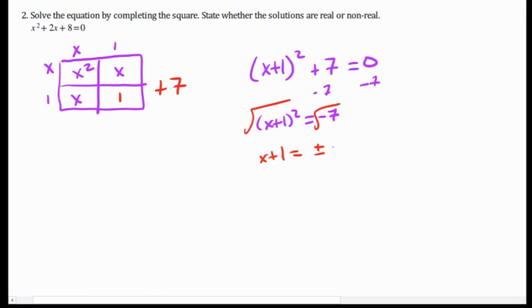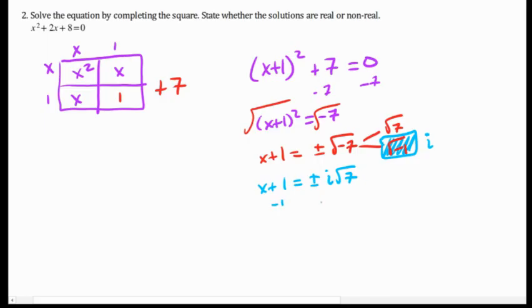plus or minus, and I'm going to put the i first, because anytime I take the square root of a negative, actually, let's just show what that actually looks like. So plus or minus the square root of negative 7, and then this breaks down into the square root of 7 times the square root of negative 1, and I should know now that the square root of negative 1 doesn't exist. It's what we call imaginary, or we can just replace it with the letter i. And so now what we have is x plus 1 equals plus or minus i root 7.